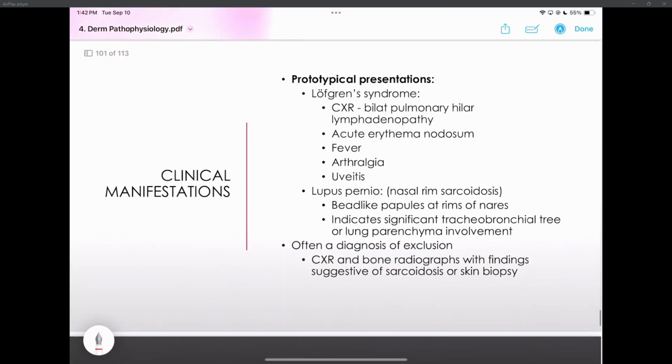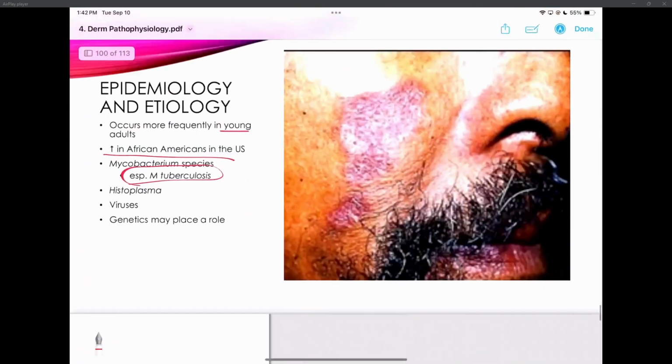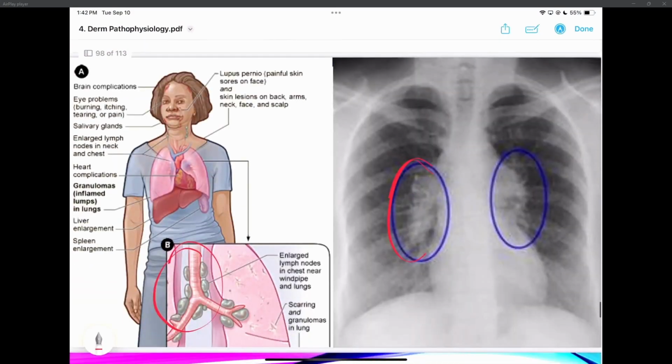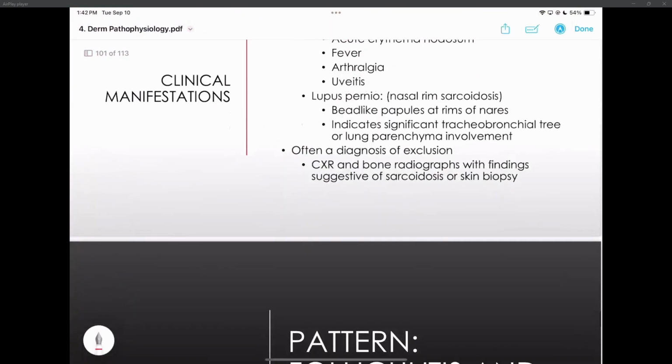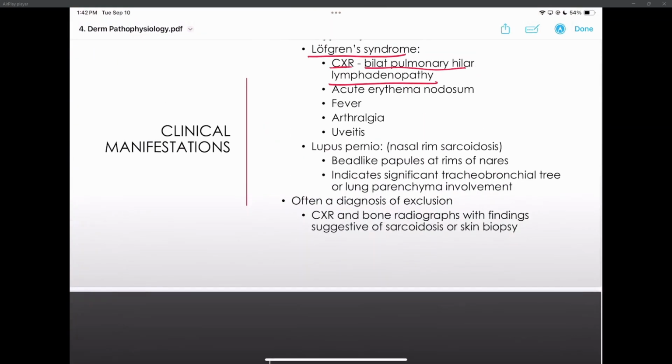Presentations. One of them is called Lofgren syndrome. On the chest x-ray, bilateral pulmonary hilar lymphadenopathy. That's what this is. Hilar lymphadenopathy. Fever, arthralgias. Here's your acute erythema nodosum. Again, indicative of sarcoid. The next one it can present as is called lupus pernio.